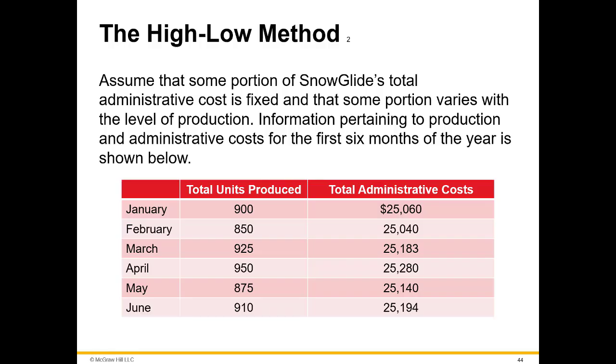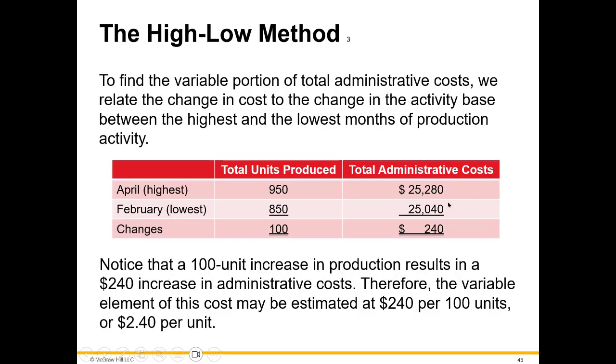So the highest here looks to be April. The lowest looks to be February, $950 and $850. And those relevant costs for those 2 months suggest that the difference is $240. So $240 over that 100 units would be 240 divided by 100, or $2.40 per unit. And so we can see what that might look like.